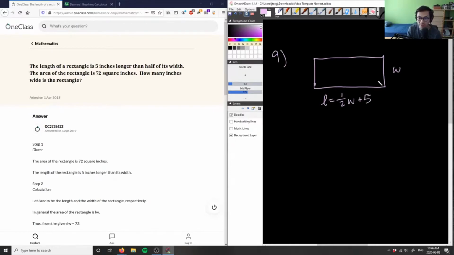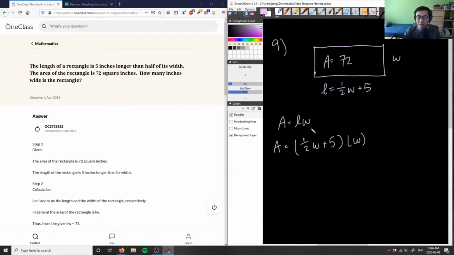So we have these two, and the area is 72 square inches. How many inches wide? We want to determine the width of the rectangle. Knowing our equations, the area of a rectangle equals length times width. So area is going to equal length, which is half of the width plus 5, times W. So L is half W plus 5.